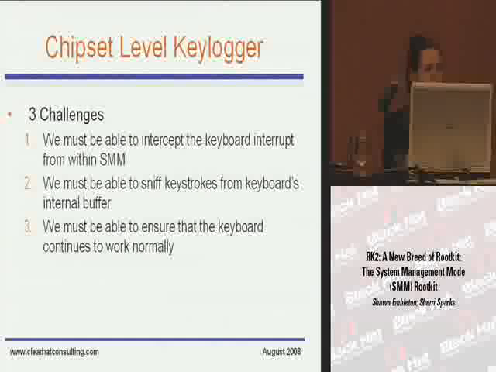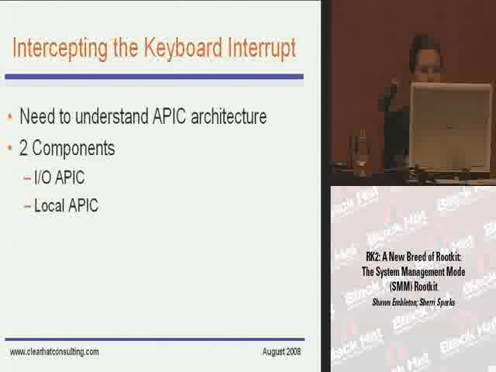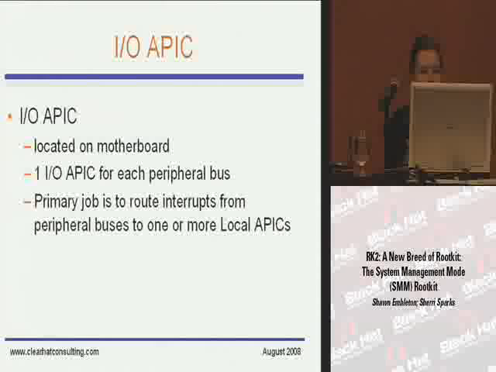In order to intercept the keyboard interrupt, you have to know a little bit about the APIC architecture. Basically, there are two components in the APIC: an IO APIC and a local APIC. The IO APIC is located on the motherboard. Usually there's one IO APIC per peripheral bus. The primary job of the IO APIC is to route interrupts from the bus to one or more local APICs, which will depend on how many CPUs are installed on the system.